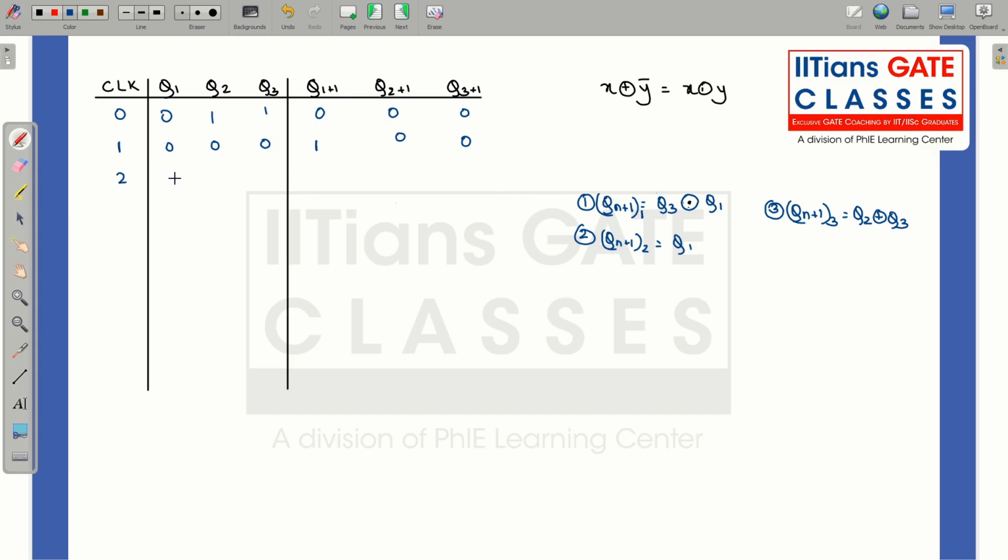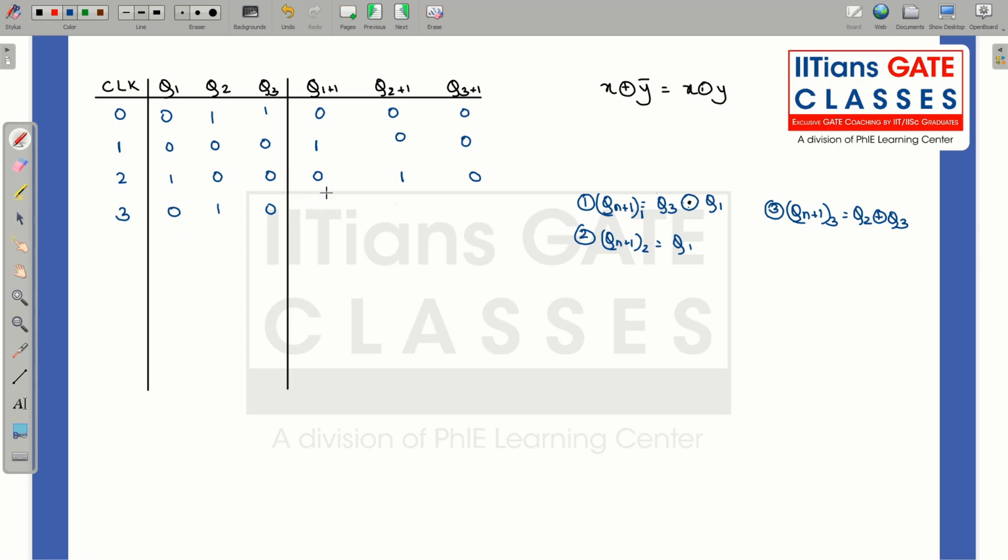Second clock pulse, my initial state is 1 0 0. So Q1 plus 1 is XNOR of Q3 and Q1, so 1 XNOR 0, that will be 0. Q2 plus 1 will be equal to Q1, so that is 1. And Q3 is XOR of these two, so this is 0.